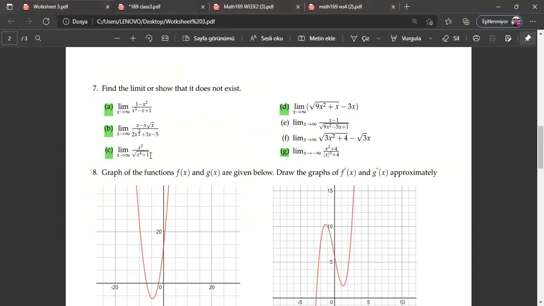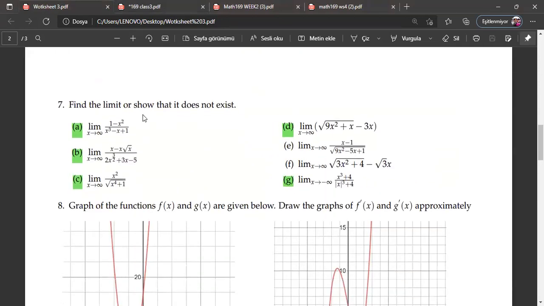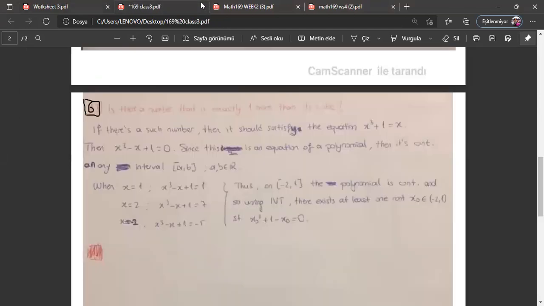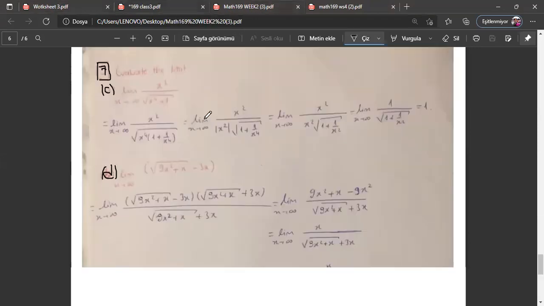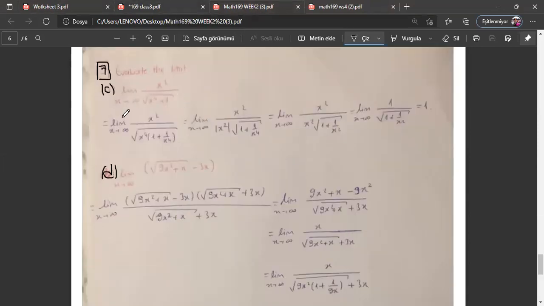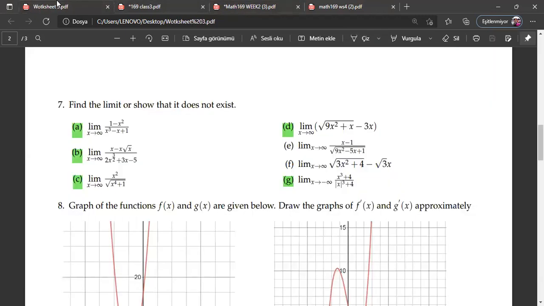All right, now this part. We will find limits, or we will say it does not exist. Here we have, we will evaluate limits. We have x squared over the square root of x to the 4 plus 1. This is part c.